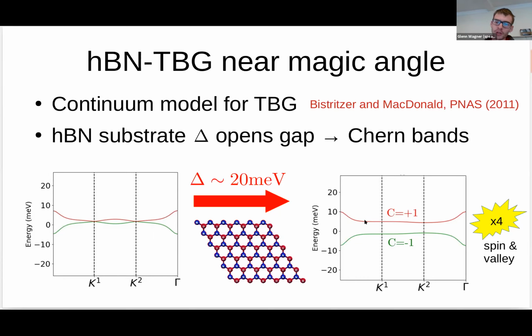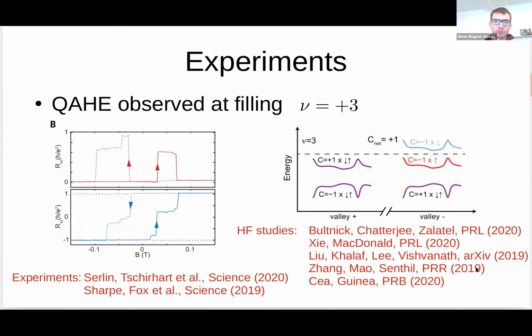In addition, these two bands are each fourfold degenerate because of the spin and valley degrees of freedom. And so this gives us a total of 8 flat bands that we can fill. We were motivated by some experiments that were done at filling +3, meaning that we work at a filling where 7 of these 8 bands can be filled.